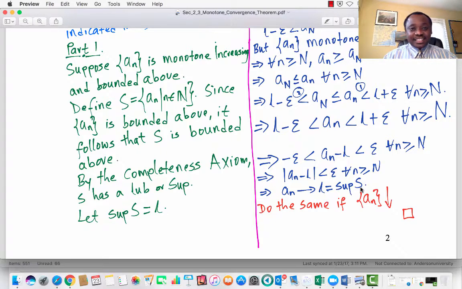which is the supremum of S. So we found a monotone increasing sequence that is bounded above, and we have just proved that that sequence converges to the supremum of S, where S is the set of all the terms of AN and a natural number. That proves part 1. Part 2, suppose AN is monotone decreasing and bounded below. I need you to construct the proof that AN would converge to the infimum of S. I would leave that as a simple exercise for serious students.